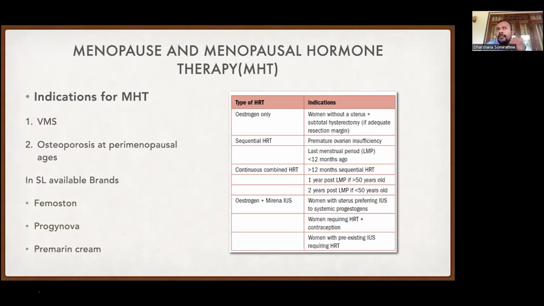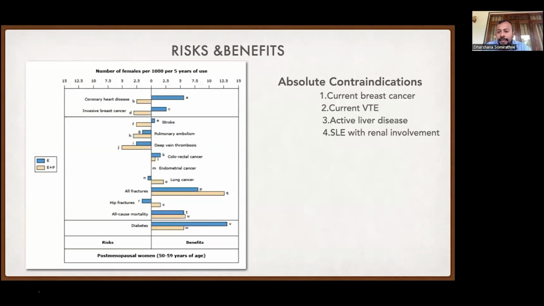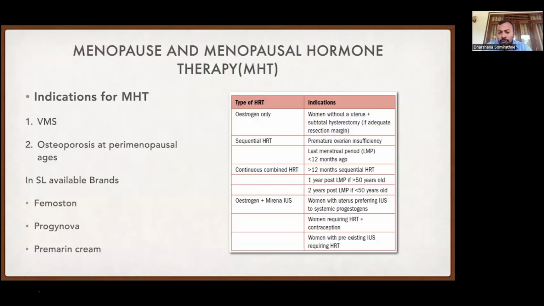Again, if they have vasomotor symptoms, then how are we going to start hormone replacement therapy? First, you should exclude the relative and absolute contraindications, like, as I said, breast cancers, thromboembolism, liver diseases, and SLE. Once you have excluded those contraindications, then you can start the hormone replacement or menopausal hormone replacement therapy.